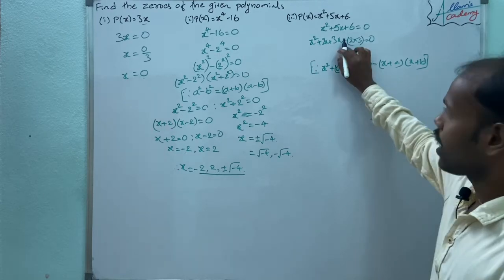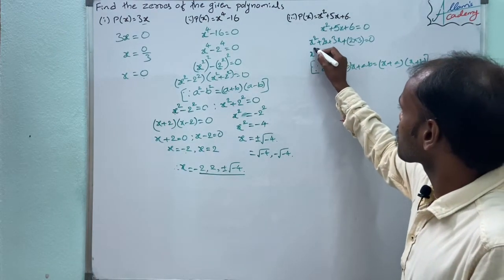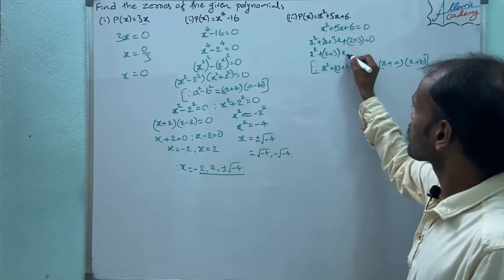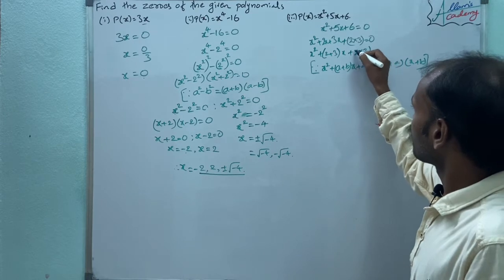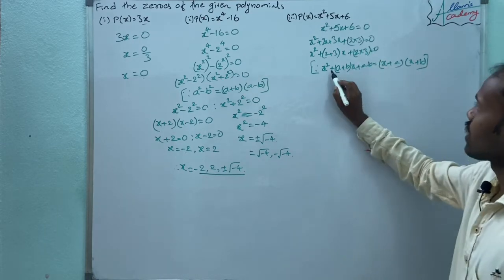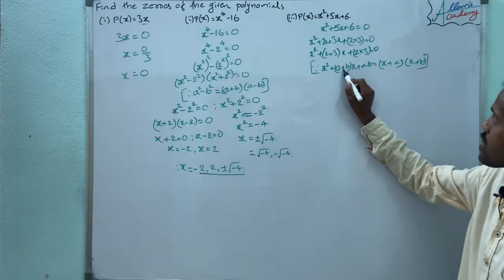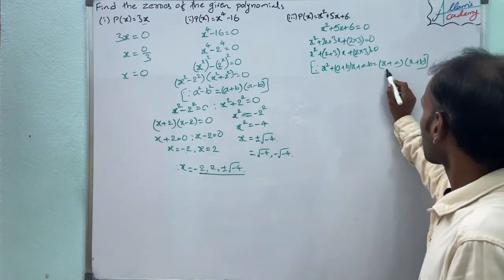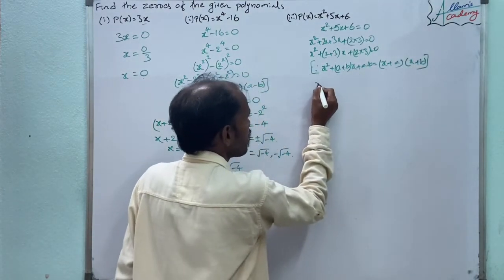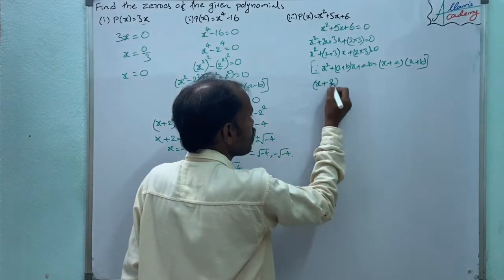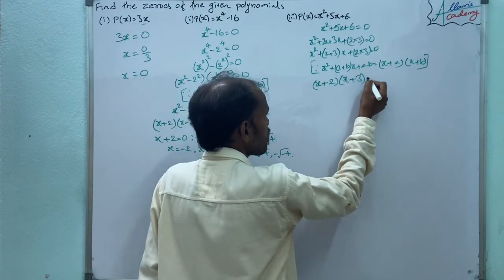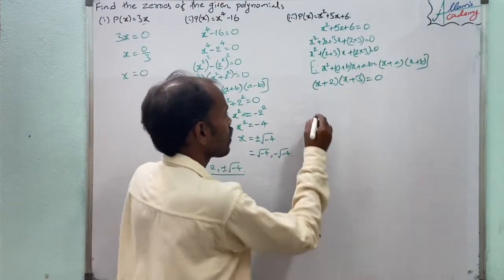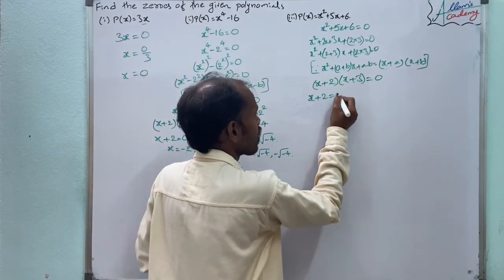Using the same formula, this one written means x square plus x common taken, 2 plus 3, into x, plus 2 into 3. That is x square plus (a plus b) into x plus ab equal to 0, which is nothing but (x plus a) into (x plus b). So a is 2, b is 3. So x plus 2 into x plus 3 equal to 0. So either x plus 2 equal to 0, otherwise x plus 3 equal to 0.